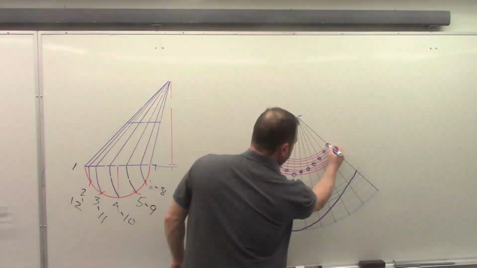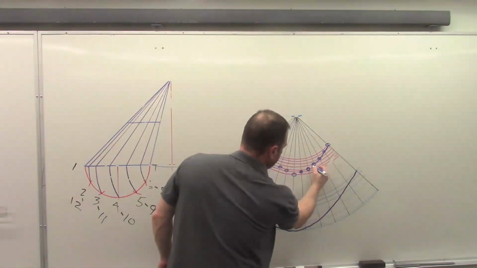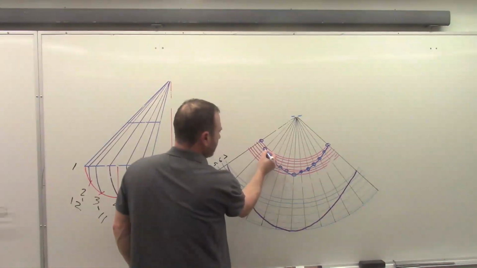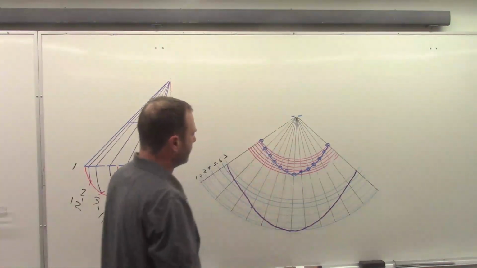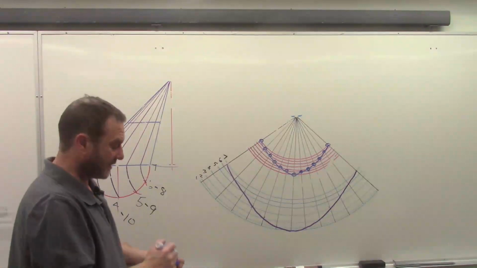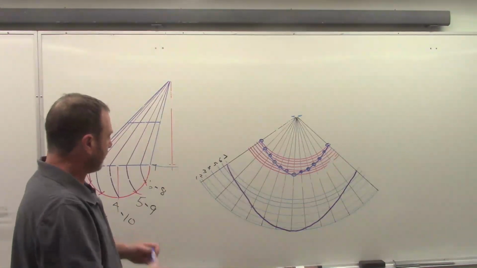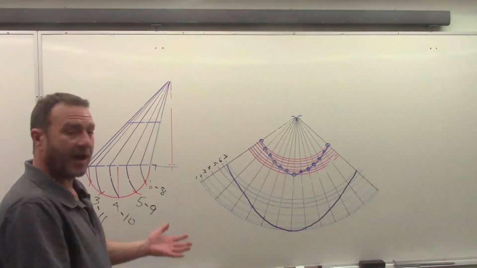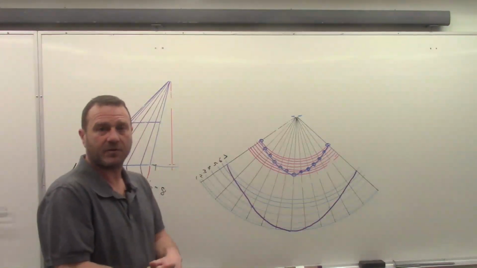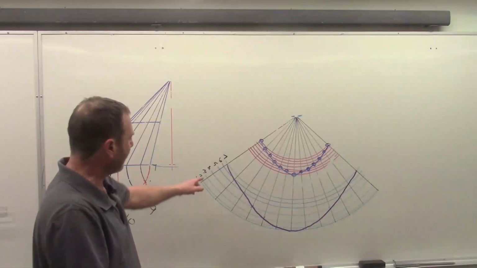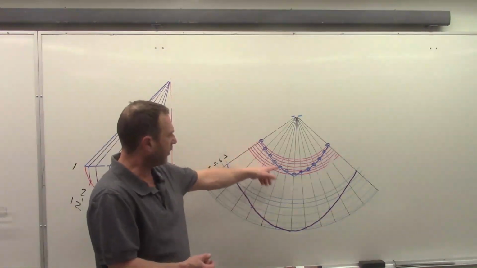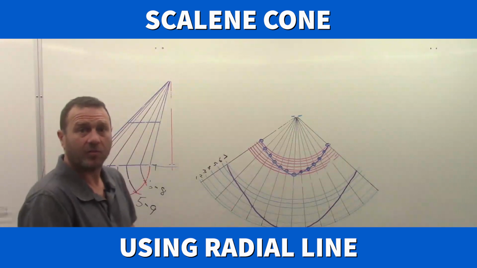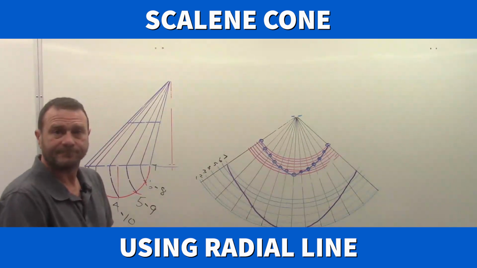Again, we can draw that one in. And as always, we're looking for lumps and bumps that stand out. And there's our pattern. We'd add on any seam allowances we require after the fact. So we'd add maybe an elbow lock or a lap seam in here somewhere. So that's scalene cone by radial line. Thanks.